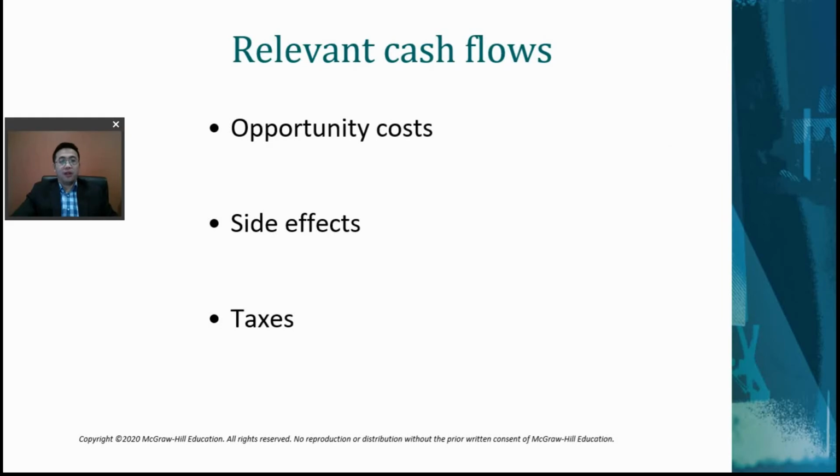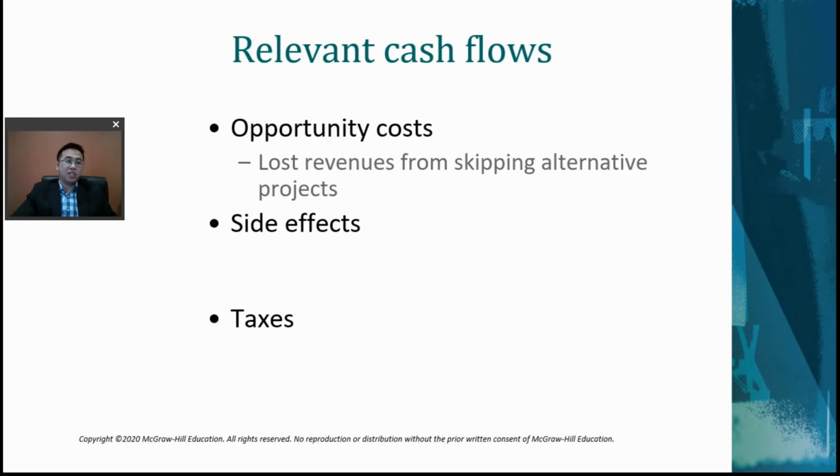So what would be the relevant cash flows here? Of course, you need to consider taxes, and you also need to consider opportunity cost and the side effects. The opportunity cost basically is the loss of revenue from skipping alternative projects. Let's say you have an ongoing project that makes $10 and you just replace it with another project that makes $15. Well, your cash flow here is not $15, it's actually 15 minus 10. You only make $5 more. In this calculation, you account for the lost revenue from the previous one of $10. That's the opportunity cost of the new project here.